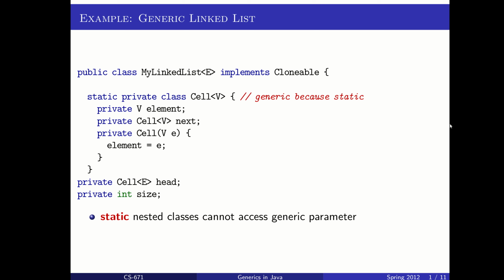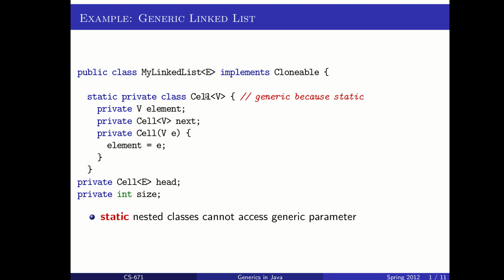Let's use an example of writing a generic linked list to step through some of the concepts and some of the complications with generics in Java. The very first thing that many people might notice when looking at this generic linked list is it takes a generic type E, and its nodes or its cells take a different generic type V.